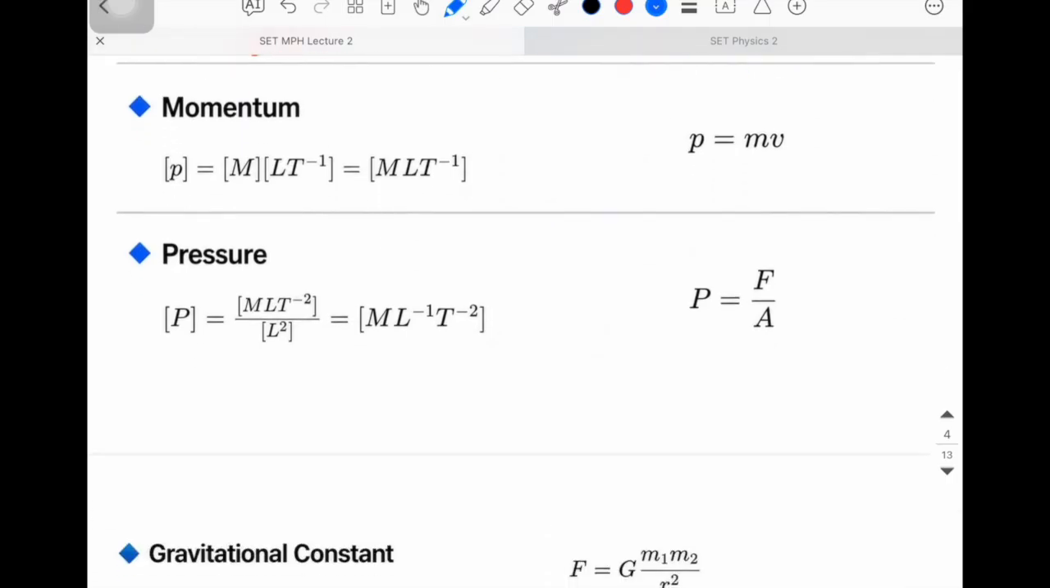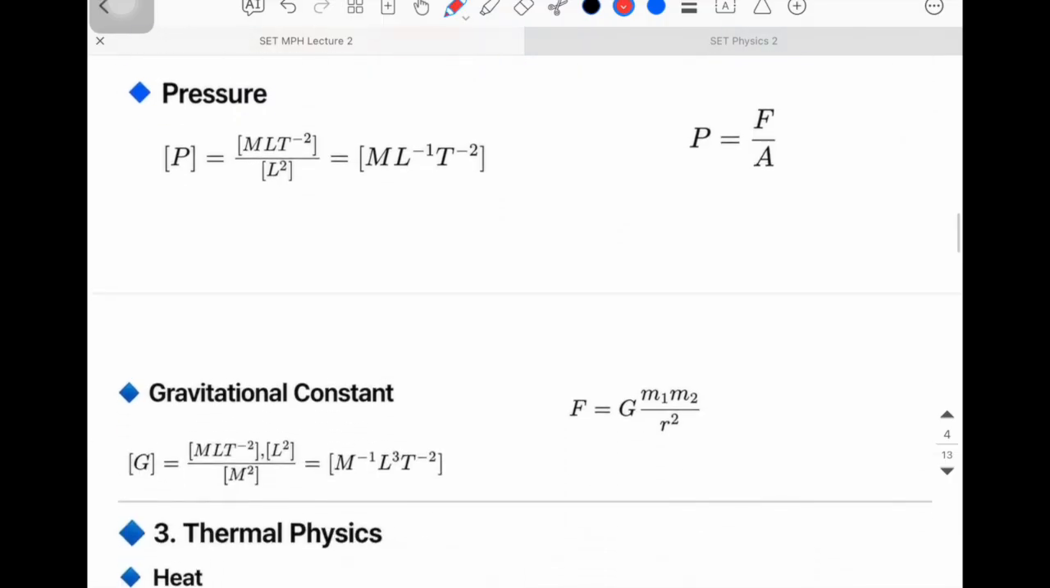Now dimension of momentum. We know that momentum is mass into velocity. Dimension of mass is capital M only. Dimension of velocity we have already done, L into t power minus 1. So the dimension of momentum becomes M L t power minus 1.